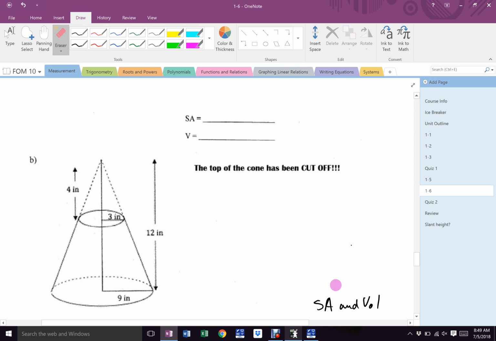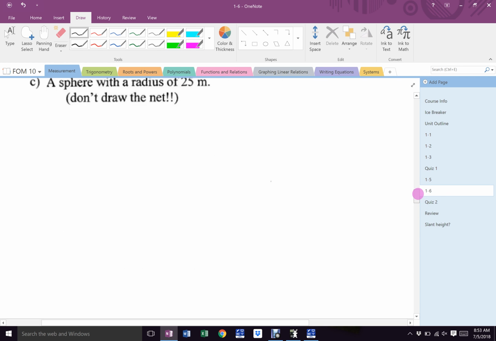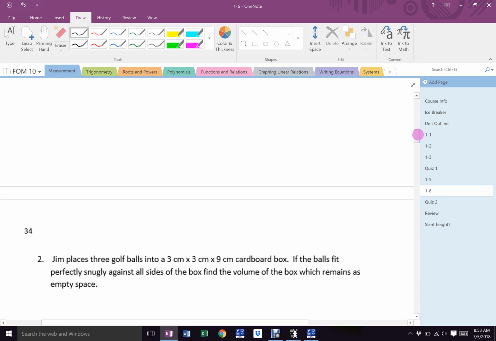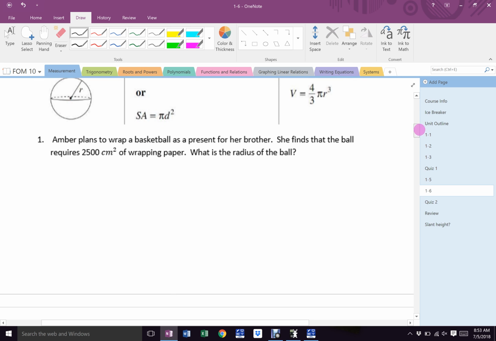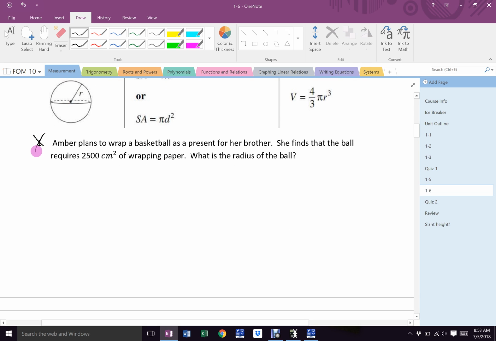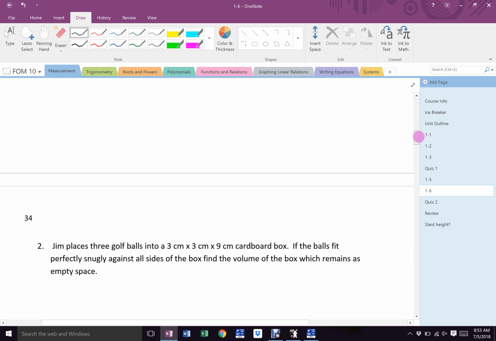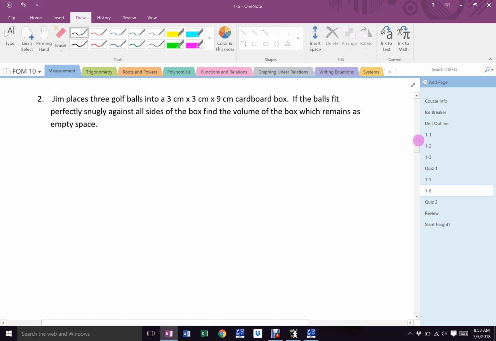Go. I've got to take attendance. Spheres don't take long. It's just a formula. Skip number 1. We'll come back to it later. Go to number 2.